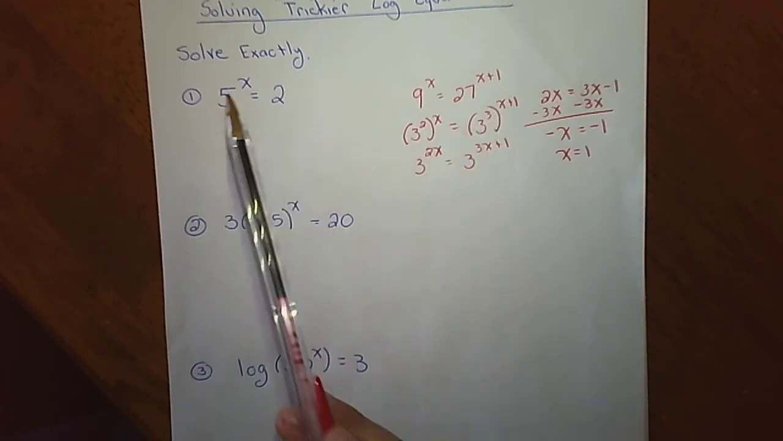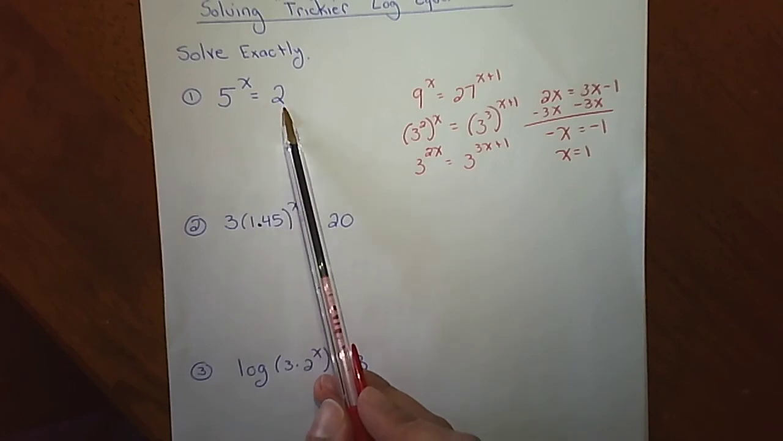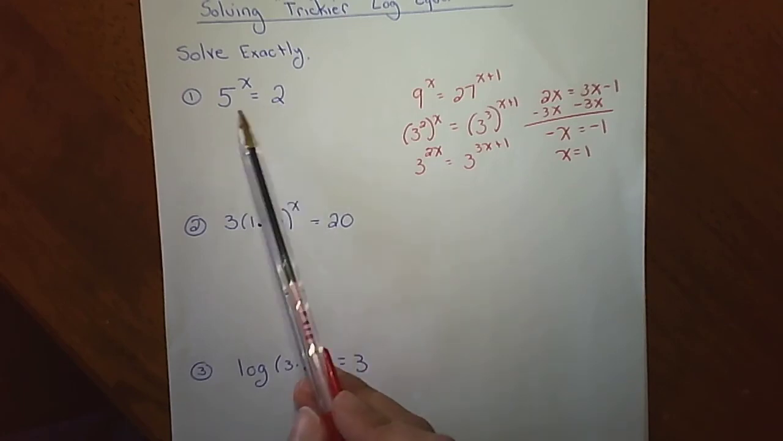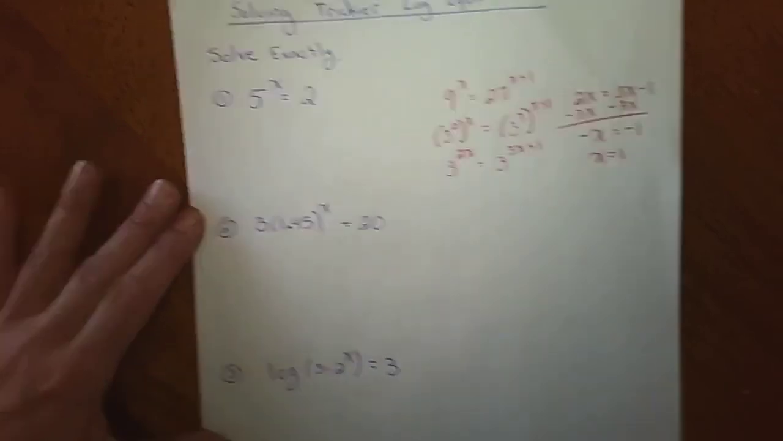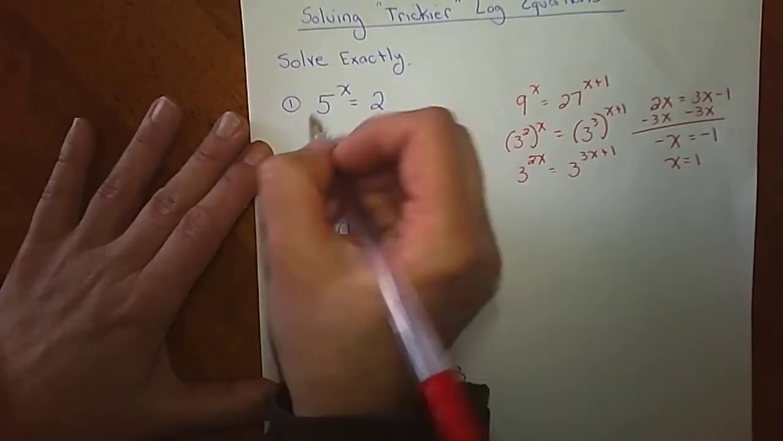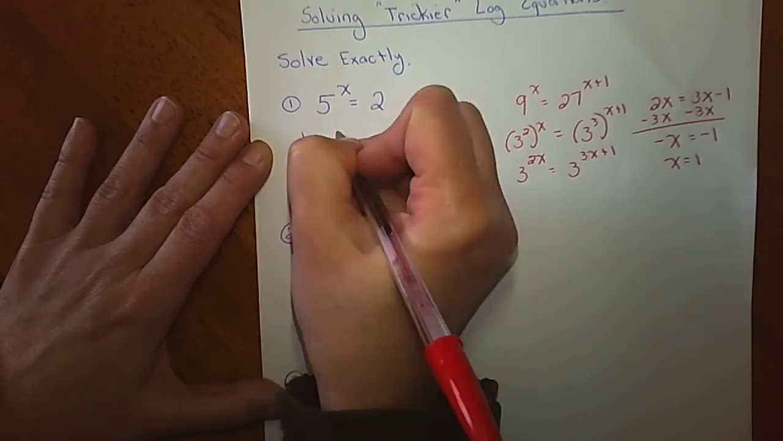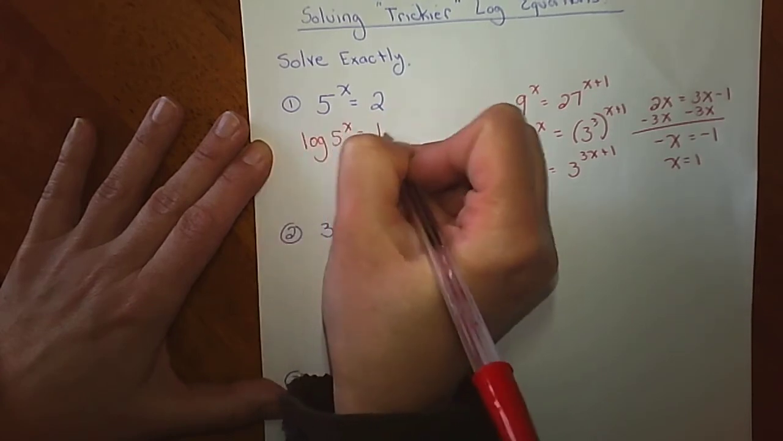Okay? Problem here, we cannot make these common bases. So there's going to be another way to do it, and that way is using logs. What I'm going to do is write log in front of both sides of the equal sign.